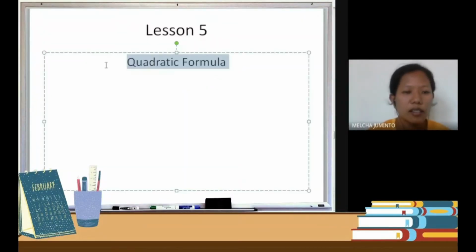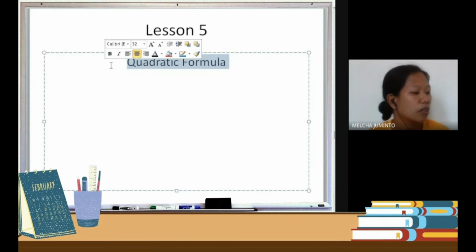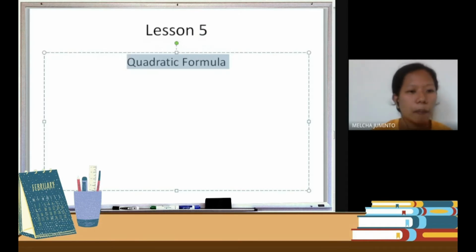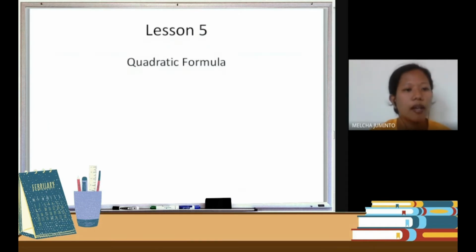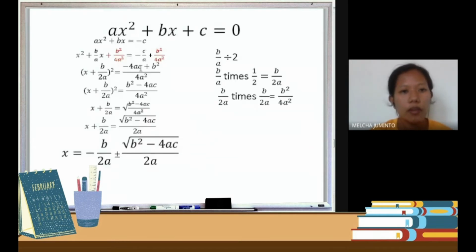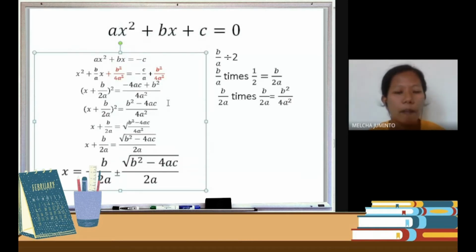Quadratic formula. This one is the easiest among the four methods because you just need to use the formula, replacing a, b, and c in the formula to find the answer. But before we use the formula, let me show you the reason why this formula was created.